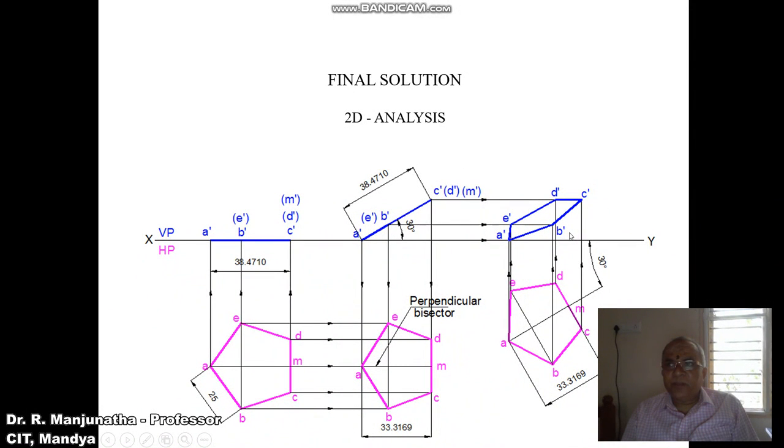Now to identify whether we have to consider all the data which is given in the problem. In the problem you can see that in the final position, the corner is resting on HP. The perpendicular bisector passing through the corner on which the lamina rests, which should be A dash M dash, appears to be inclined to VP at 30 degrees, and then it is resting on one of its corners on HP, and the surface makes an angle of 30 degrees with respect to the HP, and this is a regular pentagonal lamina of 25 mm. Since we have considered all the parameters given in the problem, this will be our final solution.